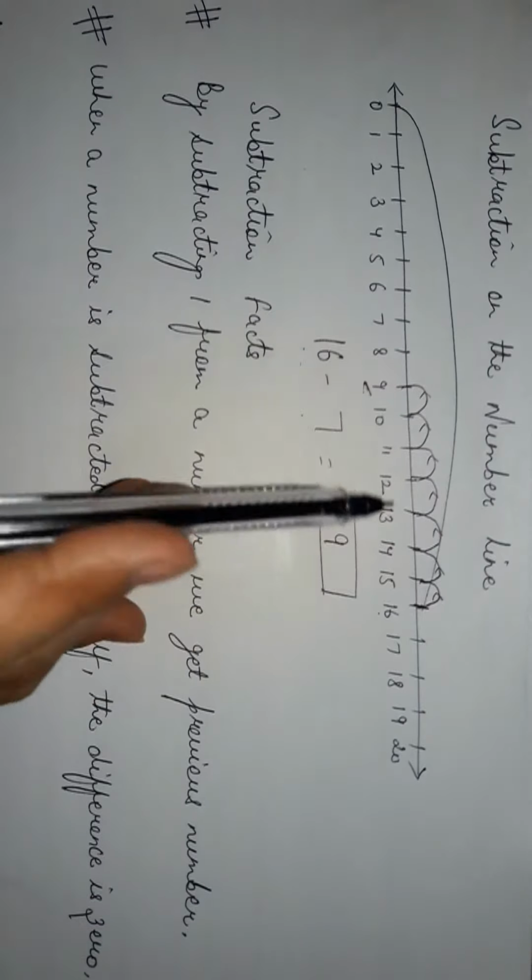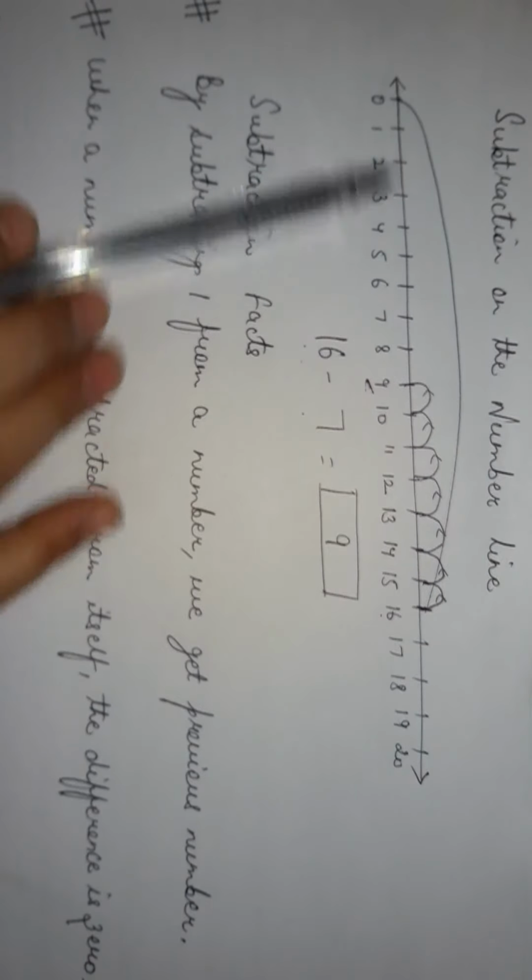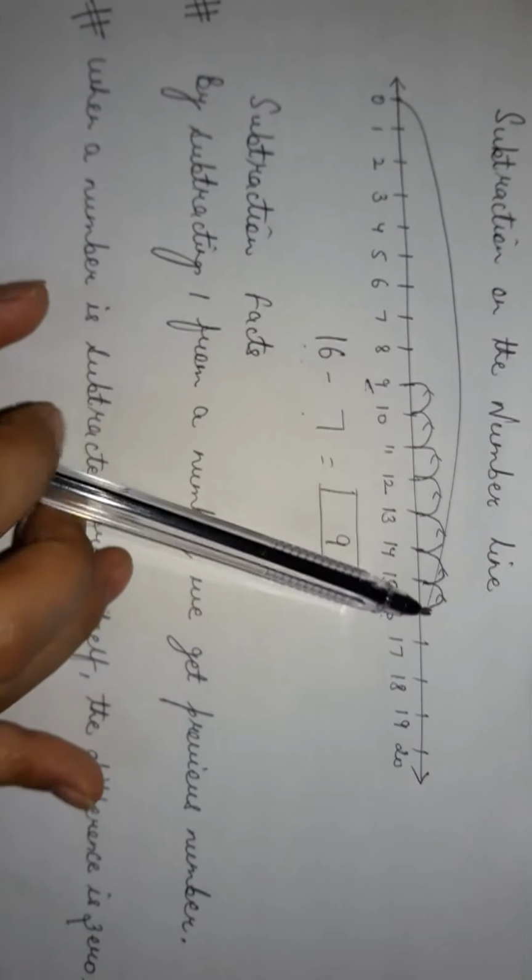So to subtract any number on the number line, first of all you need to draw a line on that number.